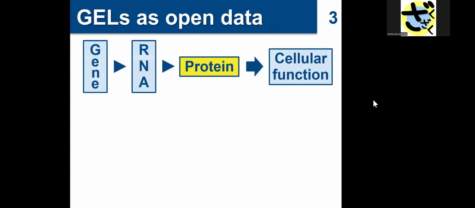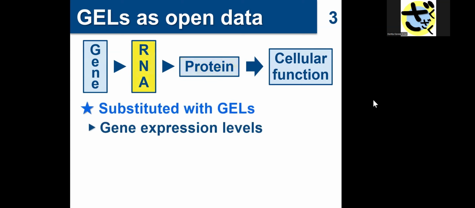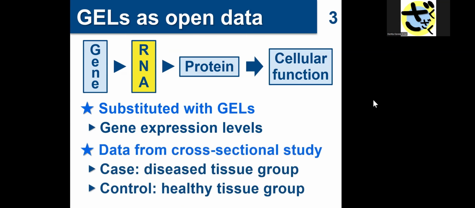Next, let us explain the gene expression levels, GELs. The key to the expression of cellular functions lies in proteins. As a surrogate of protein levels, RNA molecules, that is, gene expression levels, are quantified. These can be used as open data from cross-sectional studies, where the disease tissue group is referred to as a case and the healthy tissue group as the control.